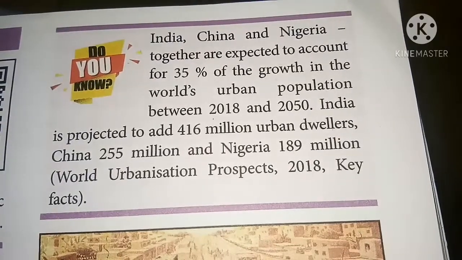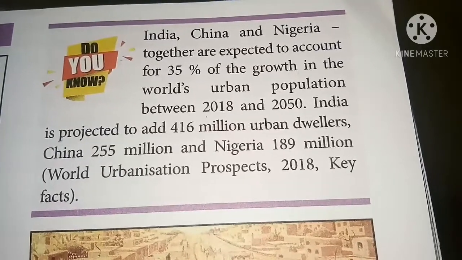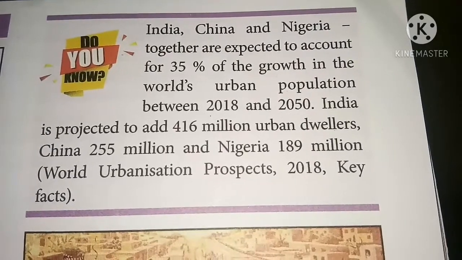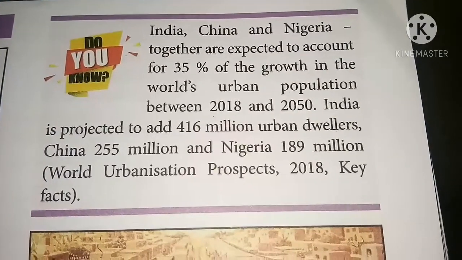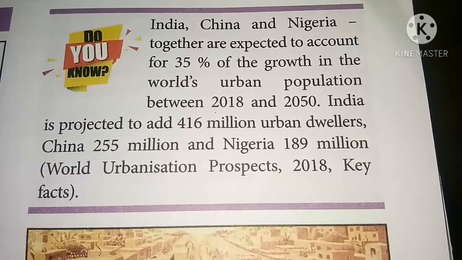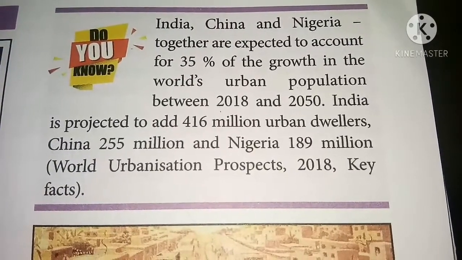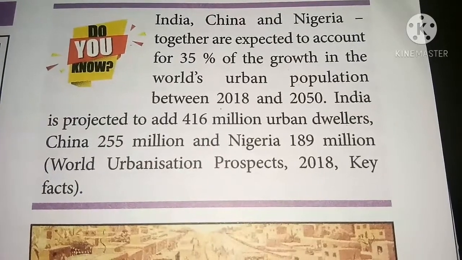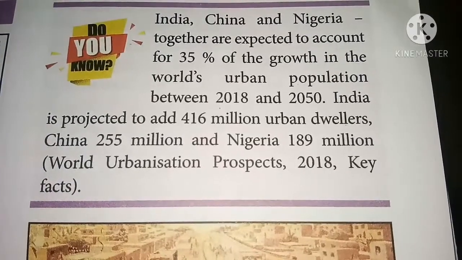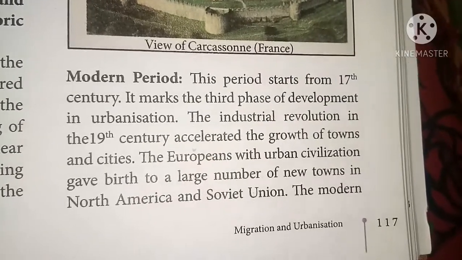This is a report from World Urbanization Prospects 2018 Key Facts. India, China and Nigeria together are expected to account for 35% of the growth in the world's urban population between 2018 and 2050. India is projected to add 416 million urban dwellers, China 255 million and Nigeria 189 million.